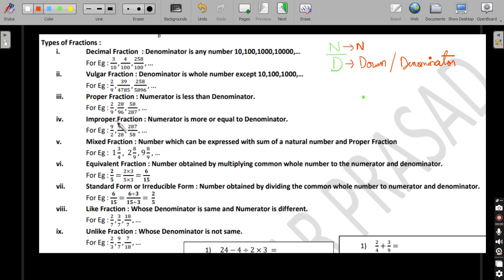After that we call it an improper fraction. Next, it is the opposite of a proper fraction. What is a proper fraction? The numerator should be less than the denominator. In an improper fraction, your numerator should be more than the denominator.